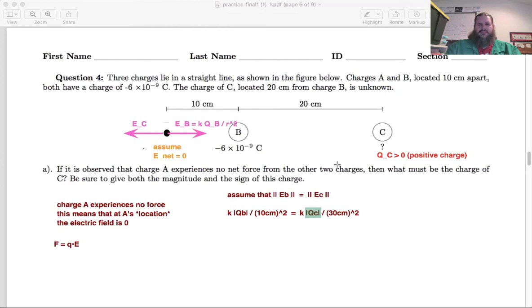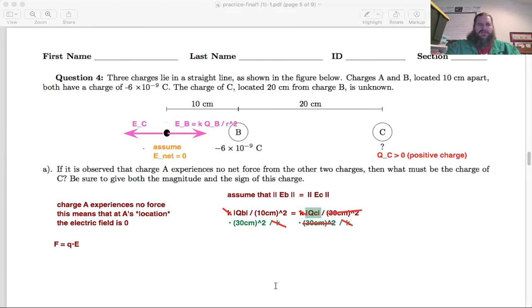Are you going to multiply both sides by 30 squared? Yeah. And also we want to get rid of this k. So what would you do with that? You divide both sides by k. Yeah. So let's do both of those in one step. We will multiply both sides by 30 centimeters squared and also divide both sides by k. The k's are going to cancel out on both sides. On the right side, the 30 centimeters squared and 30 centimeters squared also cancel out.